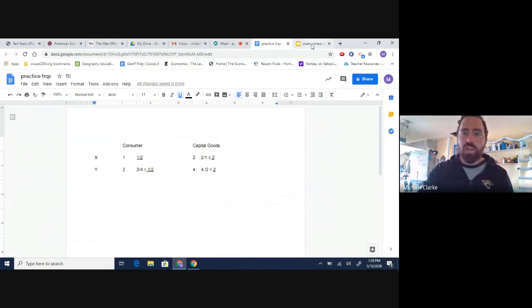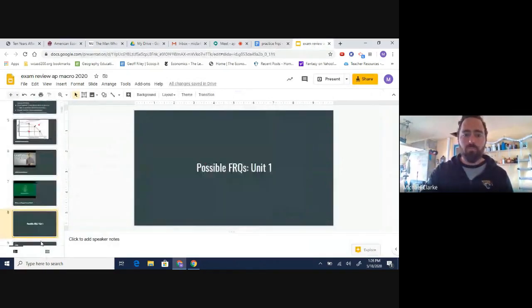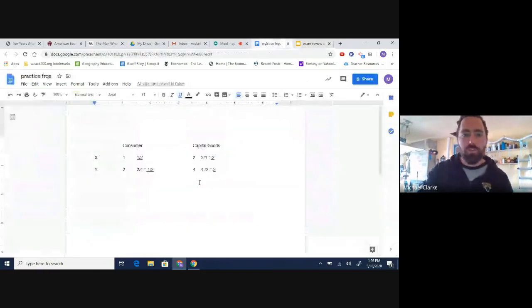And so this is kind of a trick question that the AP will throw in here. Neither country has a comparative advantage in the production of consumer goods. And how you would explain that? You would just say in 1 to 2 sentences, because it takes each country a half an hour to produce capital goods, neither country, therefore, has a comparative advantage. That's how you would answer something like that.